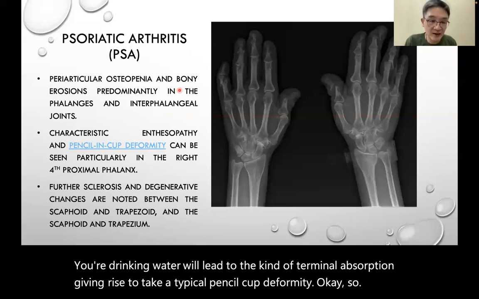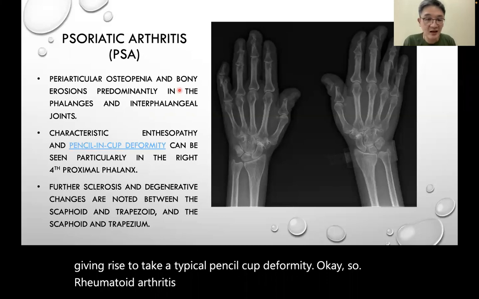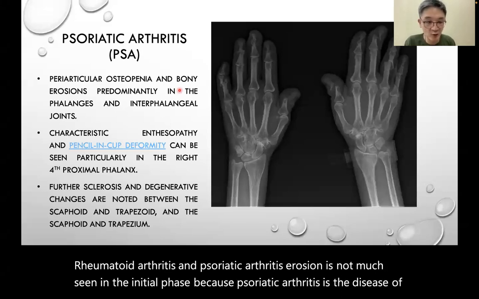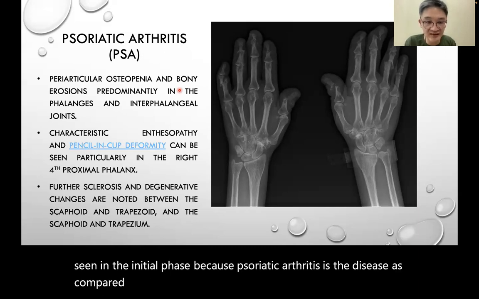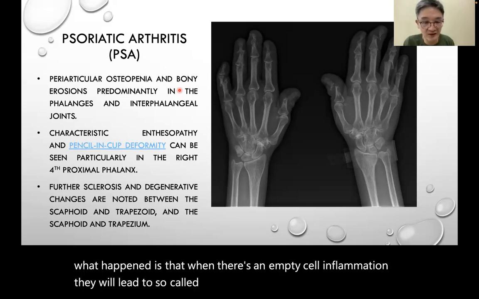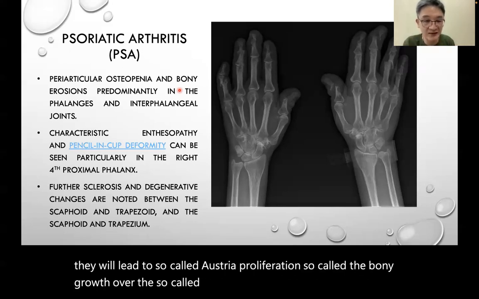comparatively, in rheumatoid arthritis and psoriatic arthritis, erosion is not much seen in the initial phase of psoriatic arthritis, because psoriatic arthritis is a disease of the entheses as compared to rheumatoid arthritis, which is a disease of the synovium. So when there's enthesial inflammation, it will lead to osteoproliferation, the bony growth over the periarticular region, rather than erosion.